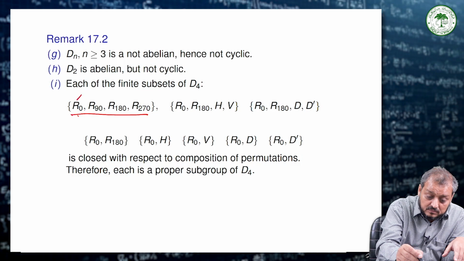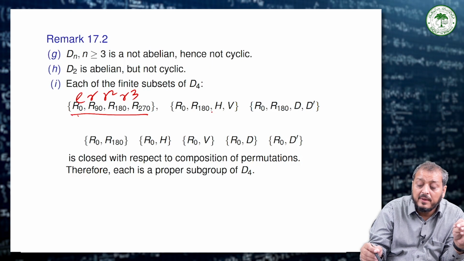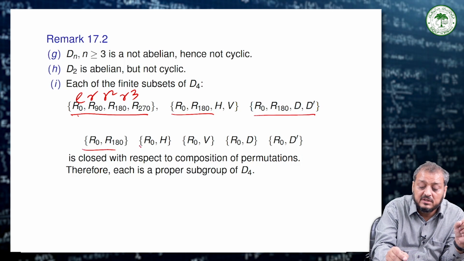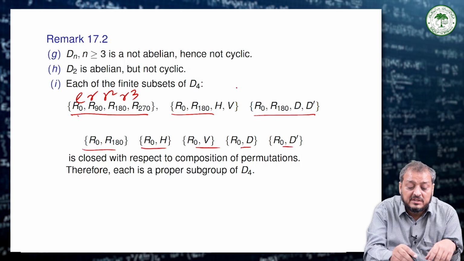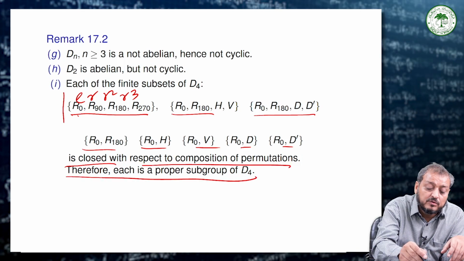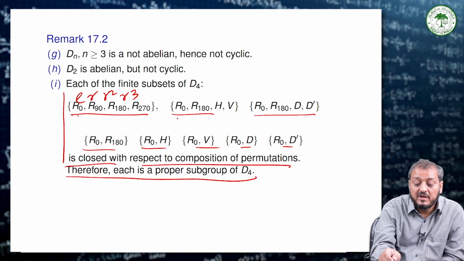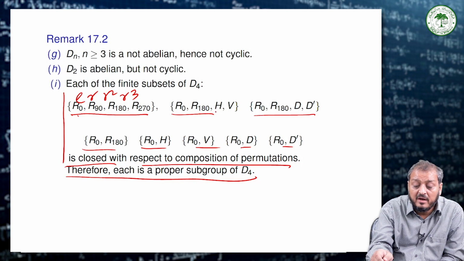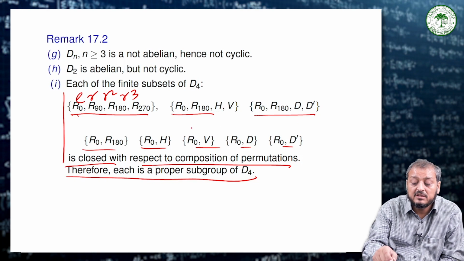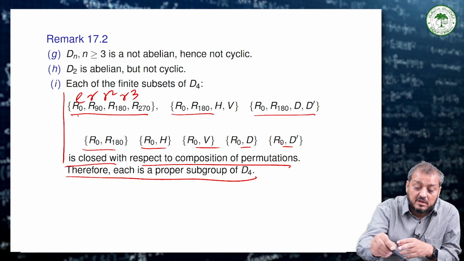Now for each finite subset of D4, we write R0, the identity, R square, R to the power 3, and this is clearly another set, and this is also a set, so all three sets. These are closed with respect to composition of permutations, therefore these are proper subgroups of this D4. Clearly we can write them in the form of identity, R square, R f and R square f.